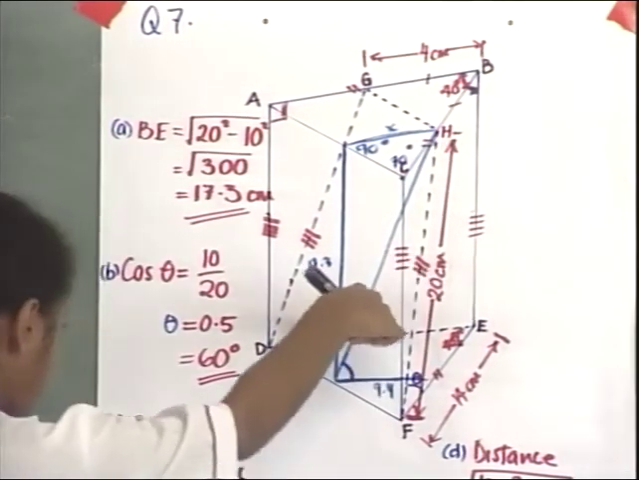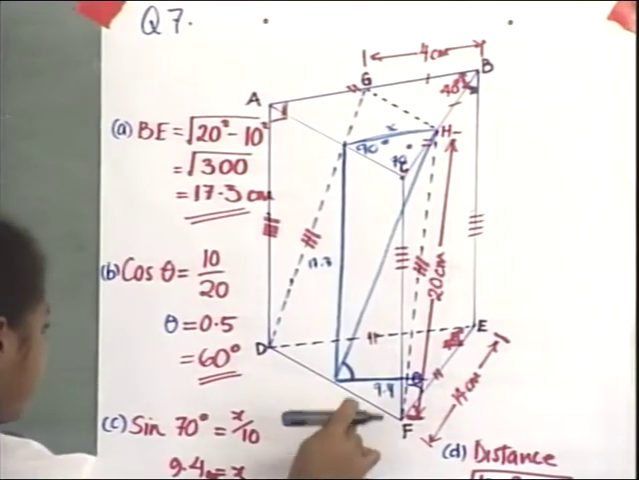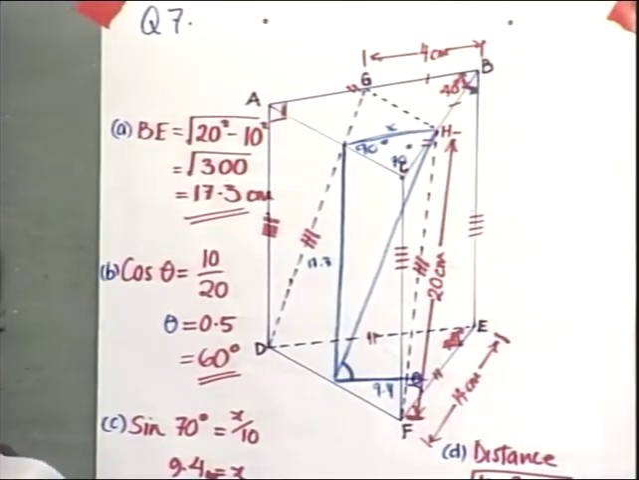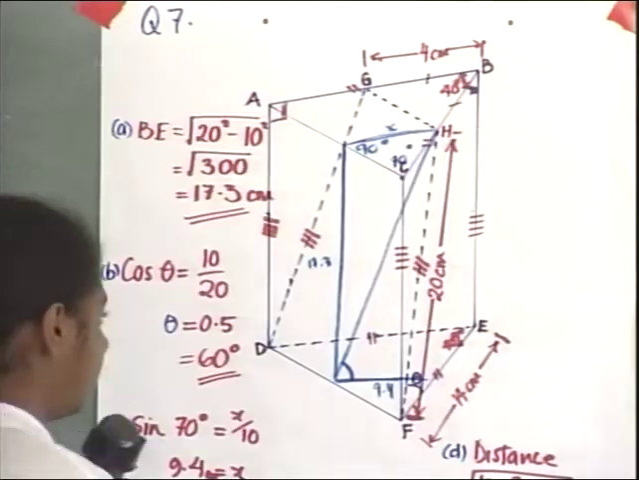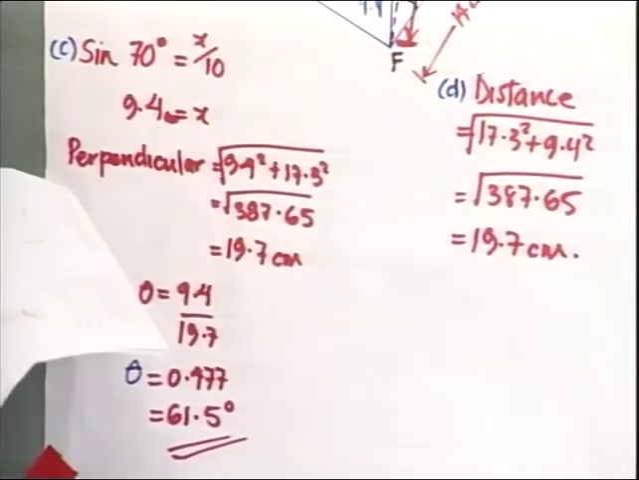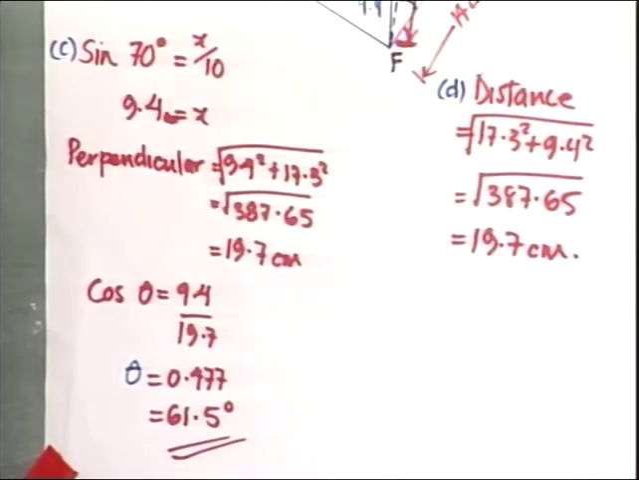That's this one here. Then to find this angle here, we use cosine: 9.4 on 19.7, which is equal to 0.477. Shift it, and you get 61.5 degrees. Good one.